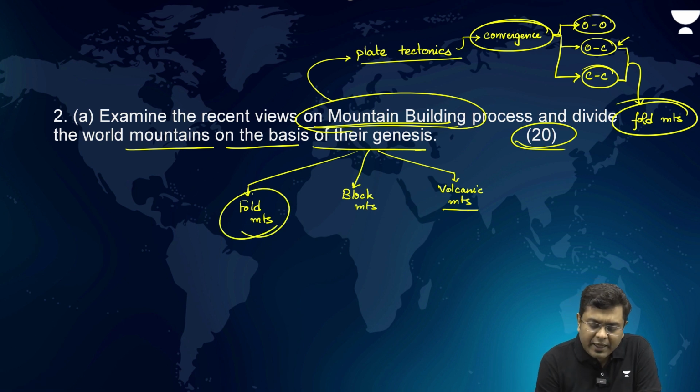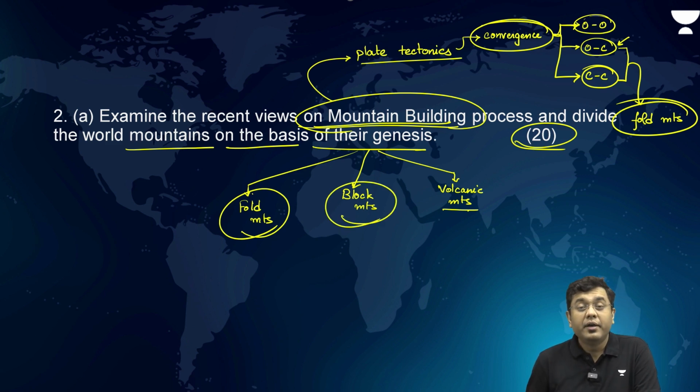Here you can use a very rough world map if you want, and talk about the examples. Block mountains, Vosges, Vindhyas for example. That is something you can elaborate. Fold mountains, examples Andes, Himalayas. Volcanic mountains are also present all across the world, from Kilimanjaro to Mount Hood, Mount Shasta, Mount Cotopaxi, various different volcanic mountains, and how plate tectonics ends up justifying that.